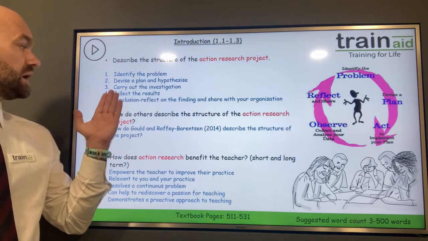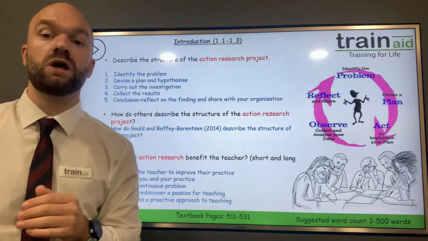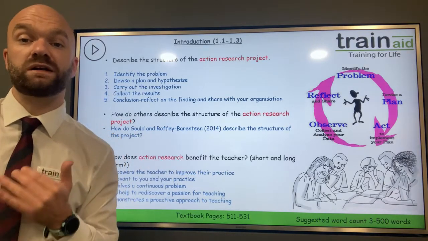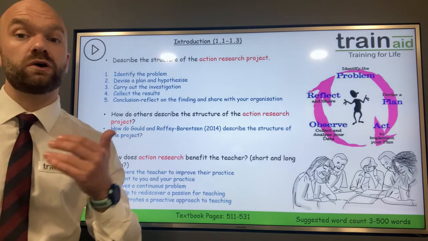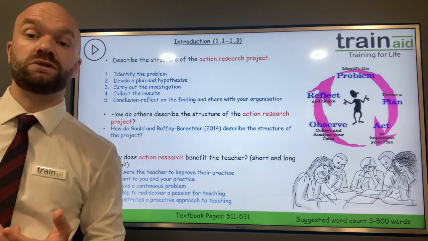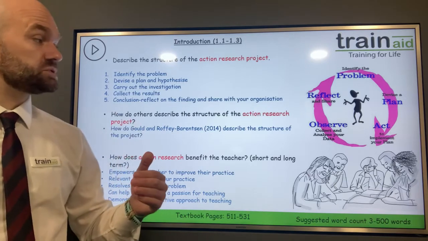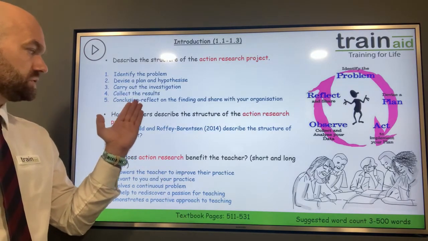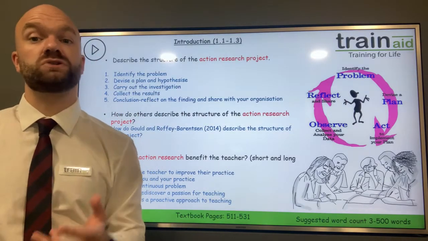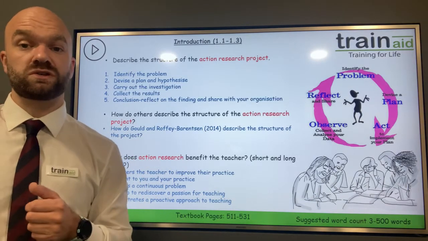You are going to, after carrying out the investigation, collect the results as well. So you will need to collect the results in. You are going to have to find out perhaps learners' opinions, okay, it could be surveys, and we're seeing whether or not there is a tangible change that has affected your action research project. After the results analysis, we are looking at a conclusion. We are reflecting on the findings and we are going to share this with our organisation as well. Okay, so there are 5 specific stages here to the action research project.